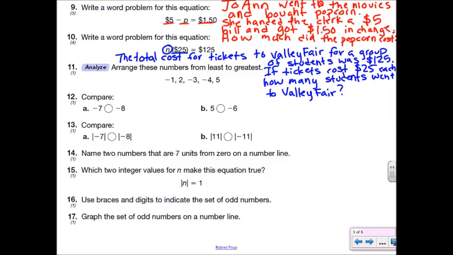Arrange these numbers from least to greatest. Well, I'm going to look for the most negative number, -4. Then the next most negative number, -3, -1, and then the smallest positive number, 2, and then the largest positive number is 5.